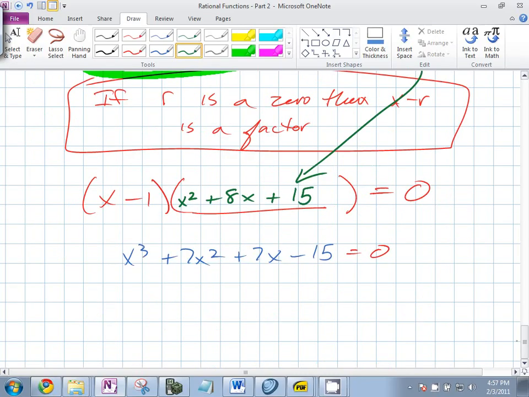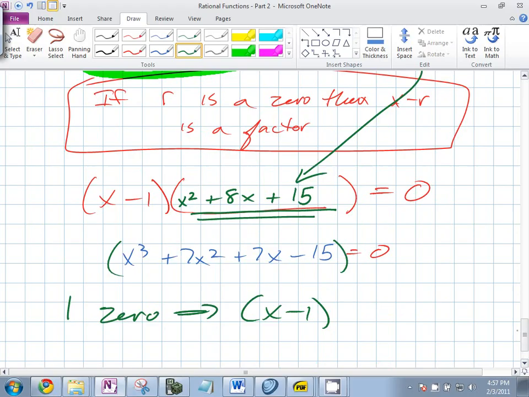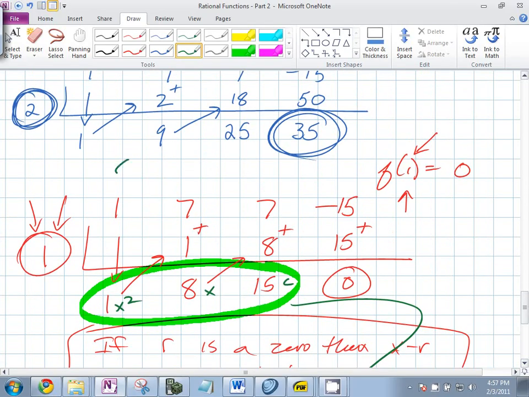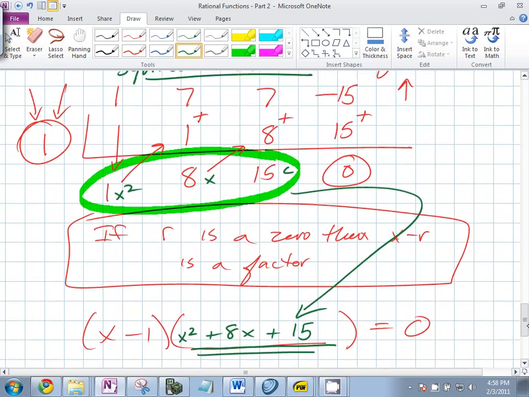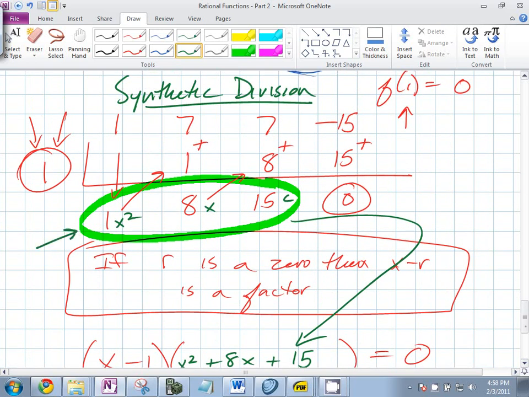So we plugged in 1, it came out to be 0, so since 1 was a 0, we knew that x minus 1 had to be a factor. But the key was we needed to know what was left. What times x minus 1 would equal this? Well, it turns out that this is called synthetic division. Synthetic division gives us the coefficients of what's left.